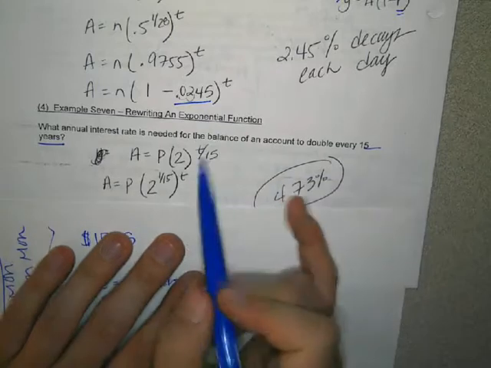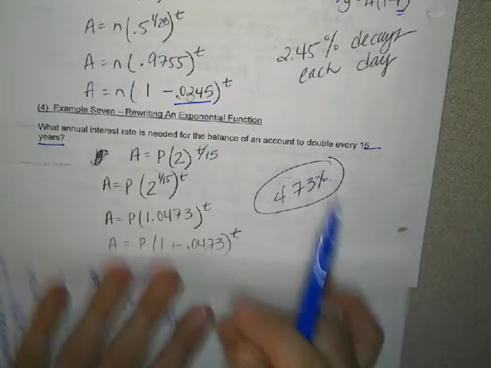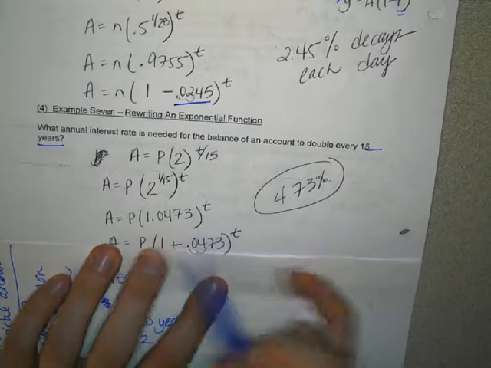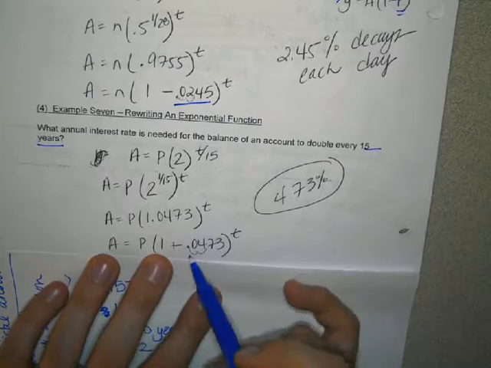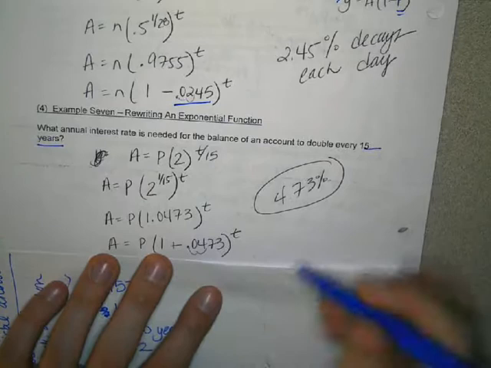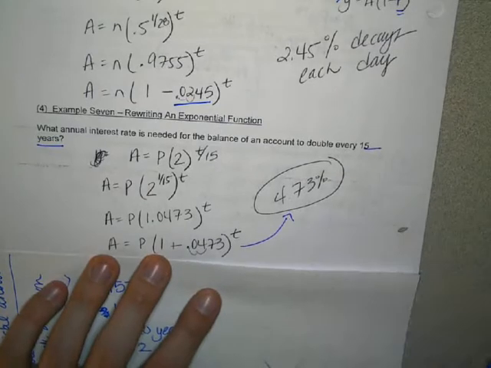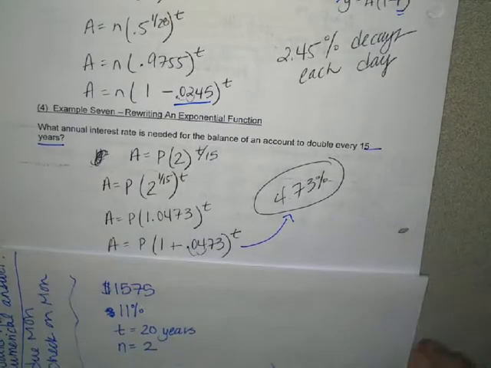Bump the 1 over 15 in with the 2, punch it out, and then split it apart into 1 plus or 1 minus. In this case, it's 1 plus. So you're increasing at a rate of 4.73% in order for the account to double every 15 years.